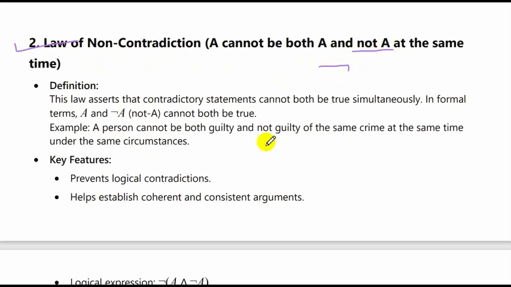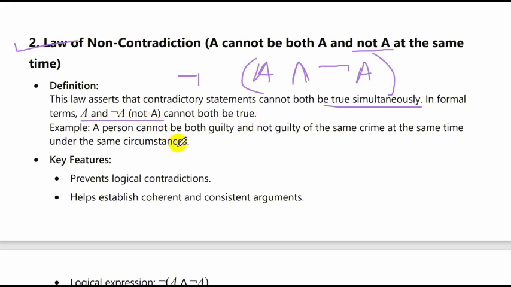Not is represented by the symbol. So A and not A cannot be true together. They have to be negated. This law asserts that contradictory statements cannot both be true simultaneously. It's common sense. In formal terms, A and not A cannot both be true.